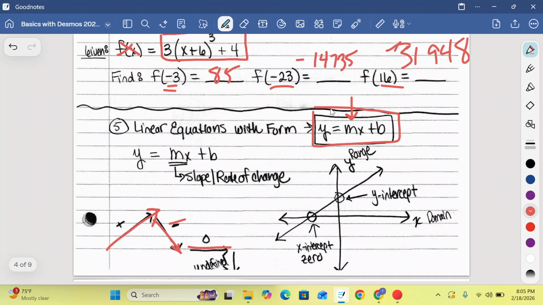is undefined. So once again, if I give you an equation that gives you y equals 3x plus 6, I'm going to go ahead and underline the number next to the x, and that is called our slope, or that is called my rate of change. Both of them are exactly the same.